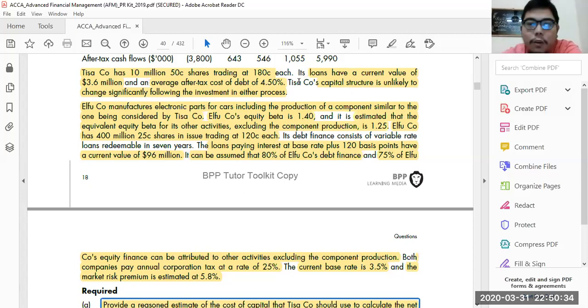So in this case, you want to go to the new business. First of all, your capital structure is unlikely to change, so you will not use APV. So let's go to the second question.